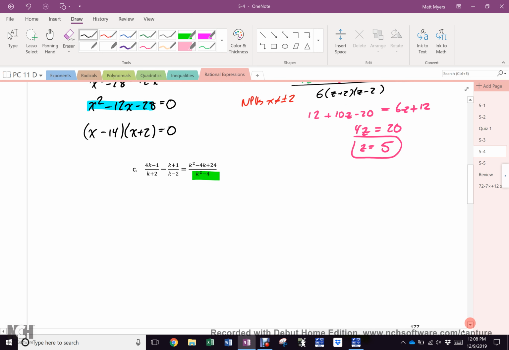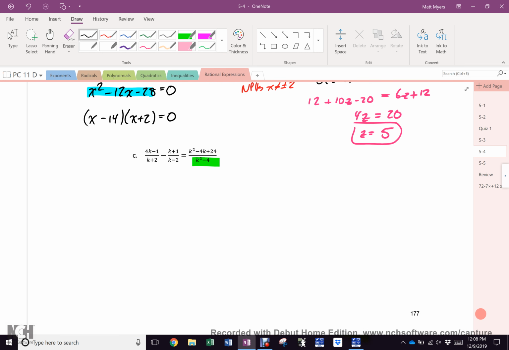because I am practicing, I am going to write out every step. 4k minus 1 over k plus 2 minus k plus 1 over k minus 2 equals k squared minus 4k plus 24 over k plus 2 k minus 2. And now it's super easy to see your common denominator.